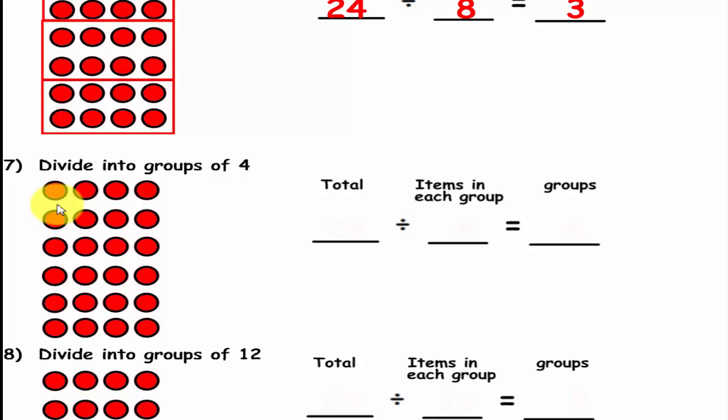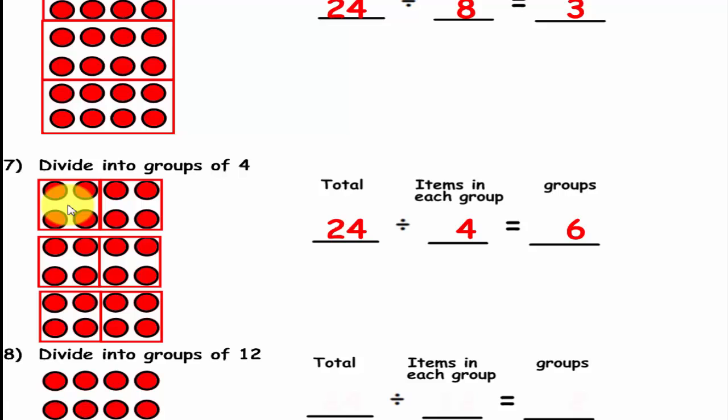Let's look at number 7. Here again we have 24. However, this time we're going to divide it by placing 4 in each group. Let's look at this one. Here's 24, right? And we're going to divide it by 4. There's going to be 4 in each group, so there's going to be 6 groups. Let's see what this one looks like. Okay, so here's 1, 2, 3, 4, and how many groups do we have? 1, 2, 3, 4, 5, 6. Okay, so we have 6 groups of 4. So 24 divided by 4 is 6. 24 divided by 6 is 4. And also 4 times 6 is 24.